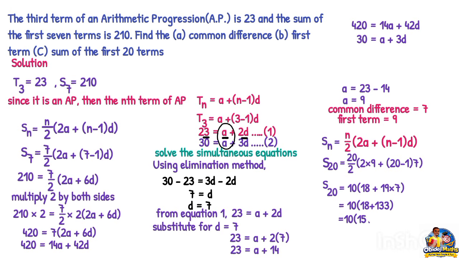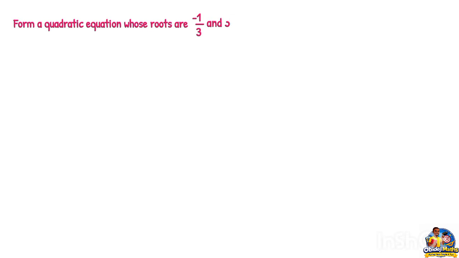Multiply 151 by 10, that's 1510. So the sum of the 20 terms is 1510. The second question is this. Form a quadratic equation whose roots are minus 1 over 3 and 5. We should form a quadratic equation.